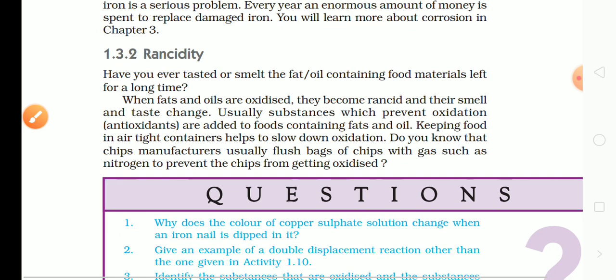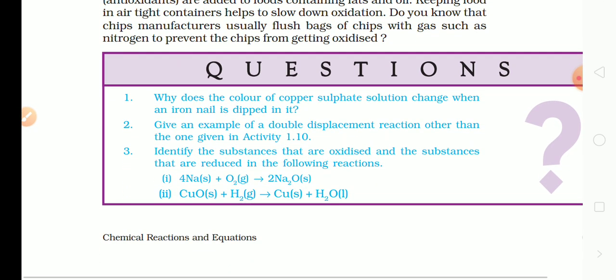Now we can see the questions, really simple ones. Why does the color of copper sulfate solution change when an iron nail is dipped in it? We have seen the activity. Because iron is more reactive than copper, iron displaces copper from copper sulfate solution. So instead of copper sulfate, iron sulfate forms, and that is why the color changes.